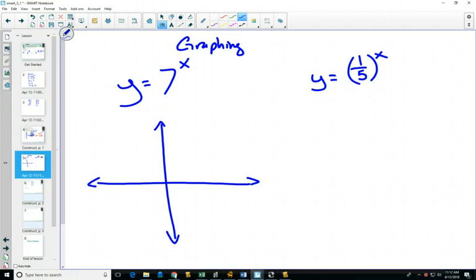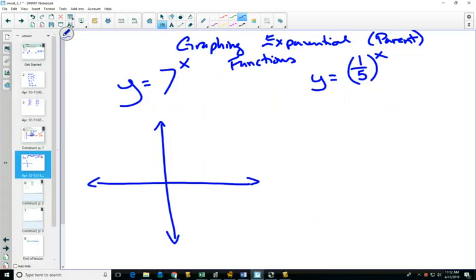Graphing exponential functions. These are going to all be our parent functions before we do our transformations. So graphing any parent function that's exponential.